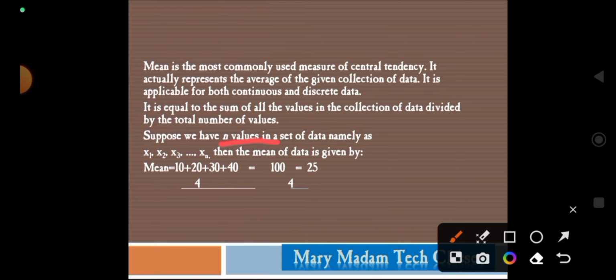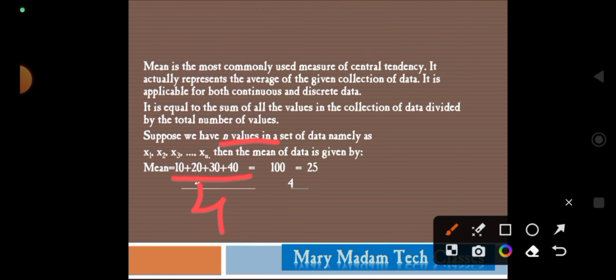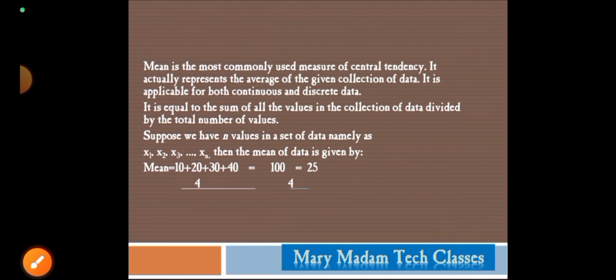Let us see an example here: 10 plus 20 plus 30 plus 40, divided by 4. That is 100 by 4, which equals 25. The mean of 10, 20, 30, 40 is 25. How do we get this? 10 plus 20 plus 30 plus 40 is 100. How many values are there? 1, 2, 3, 4. So n is 4. So the value is 100 by 4, and the output is that the mean is 25.